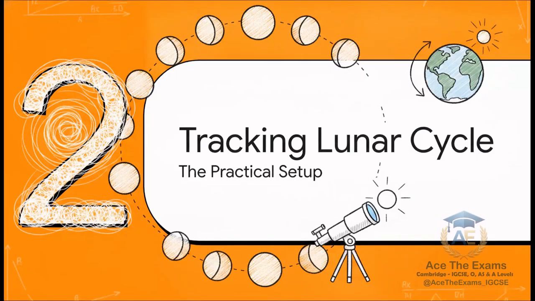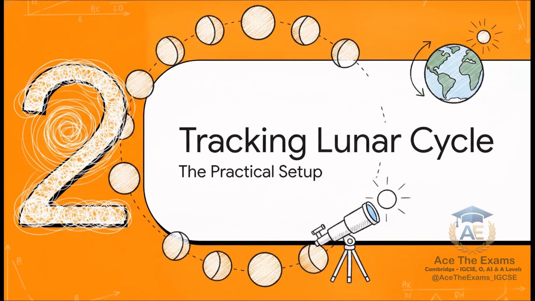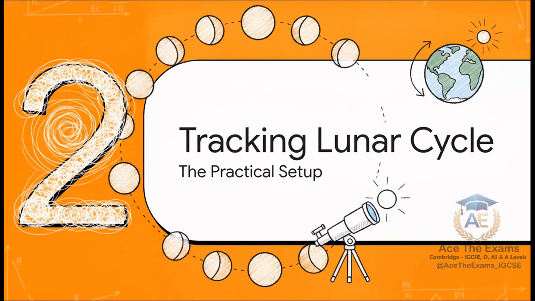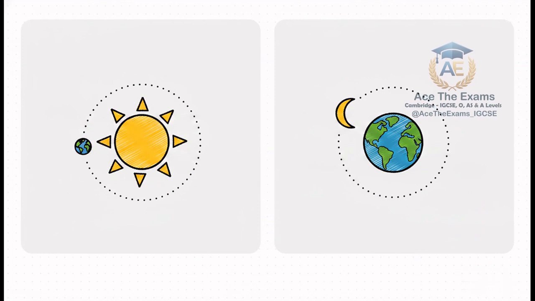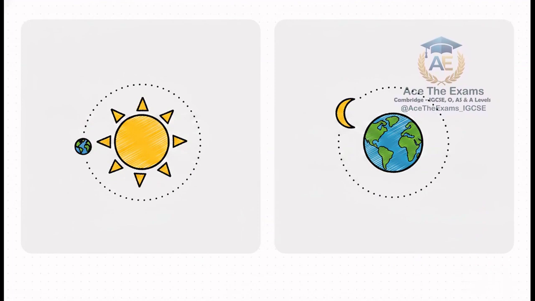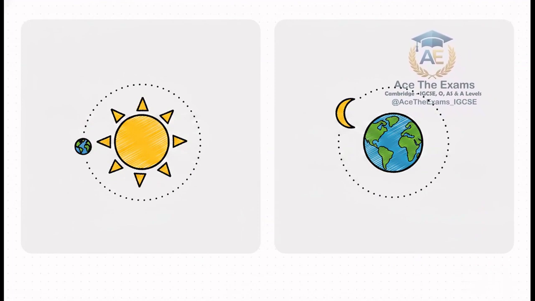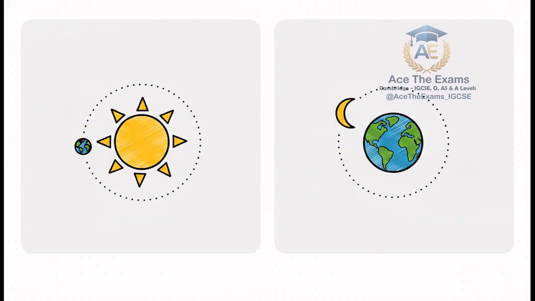Section 2. Tracking the lunar cycle: the practical setup. Let's apply this 4-step framework directly to our primary source material. We're looking at the classic moon phases experiment. Notice the vital distinction here between the 365-day solar year, which is based on the Earth orbiting the Sun, and the 29.5-day lunar cycle, which is based on the Moon orbiting the Earth.